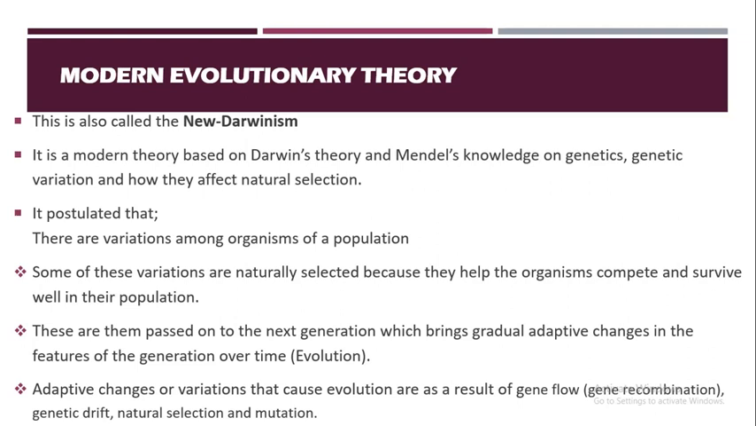So over time, the organism begins to change, have different functions and features, and then a new species is formed. Adaptive changes or variations that cause evolution are a result of gene flow, genetic drift, natural selection, and mutation.